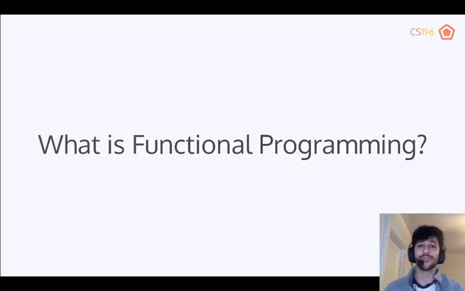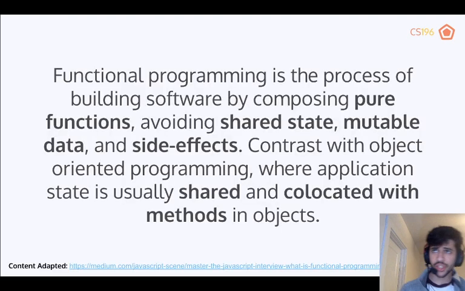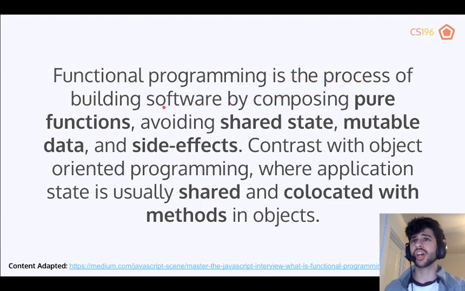So what is functional programming? Functional programming is the process of building software by composing pure functions, avoiding shared state, mutable data, and side effects. Contrast this with object-oriented programming, where application state is usually shared and co-located with methods in objects. This sounds a little bit complicated, but you should have a general idea of what a lot of this means. For the things you likely don't know, let's break it down.